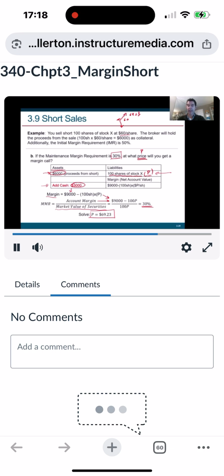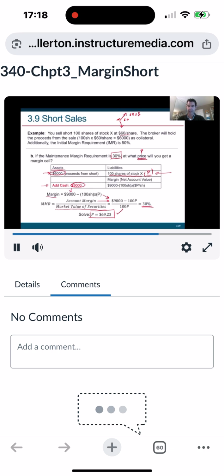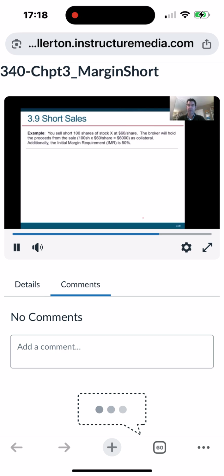All right, now let's hit the last step here. Let's assume you get the margin call. So the price hits 69.23. Let's remember that. And let's assume that I get that margin call.